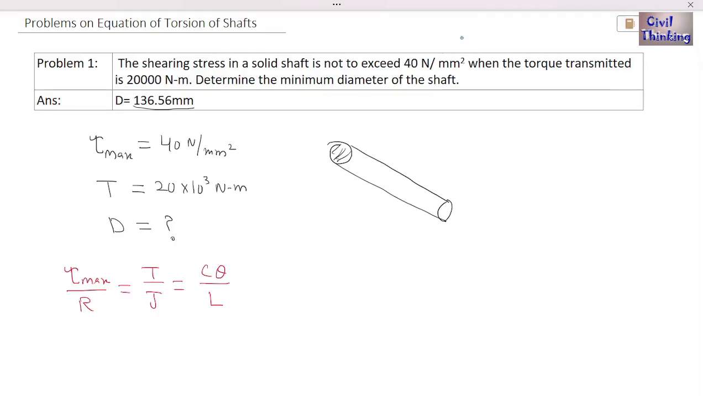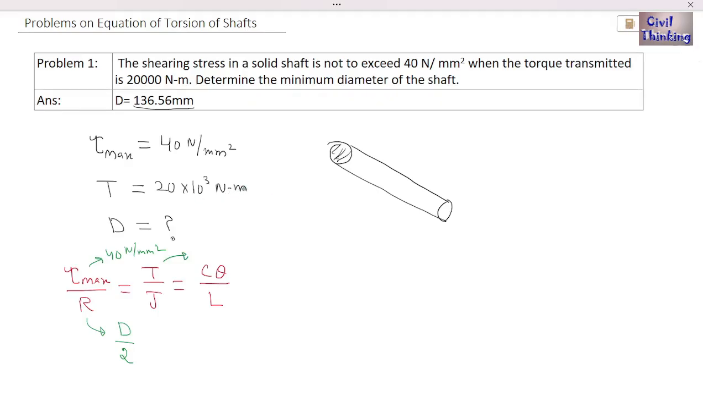Now let us put the values. We need the answer in mm, so I will make sure everything is in mm. The tau max is already in mm, 40 Newton per mm square. Now we have to find the diameter, and radius is half of the diameter. And the torque is in Newton meter, so I have to convert it into mm.